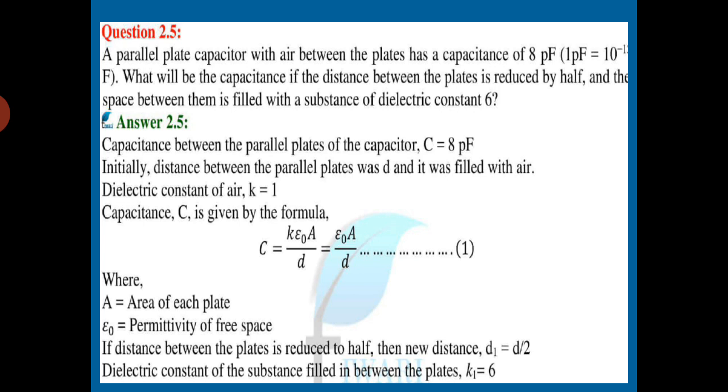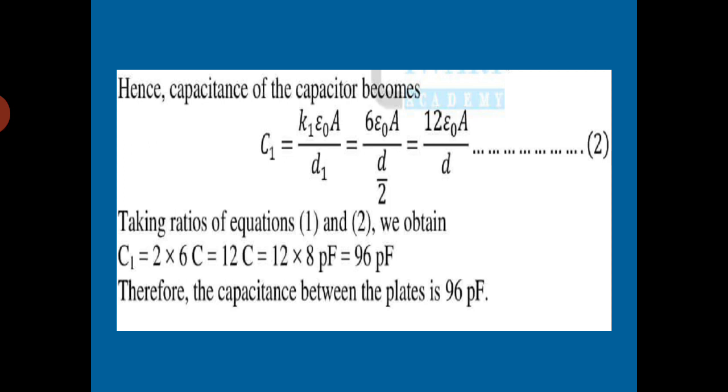Now you are asked to calculate C if the distance between the plates, that is D, is reduced by half. So D1 is equal to D by 2, and the space between them is filled with a dielectric substance having dielectric constant 6. It means now K will be equal to 6. So the dielectric constant of the substance filled in between the plates, K1, is equal to 6. It is given in the question. So what will be the capacitance of the capacitor now?